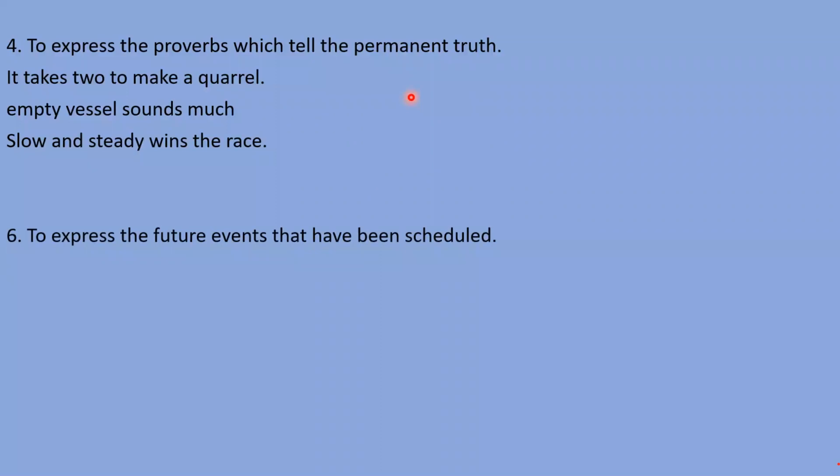The sixth point, to express future events that have been scheduled. Whenever something is fixed in the future and we know that it will happen according to our present planning, for them also we should use simple present tense. Like, according to the government, schools reopen on 1st June, because the government has said that the lockdown period is until 30th May. So according to the government planning, we can say that schools will reopen on 1st June.